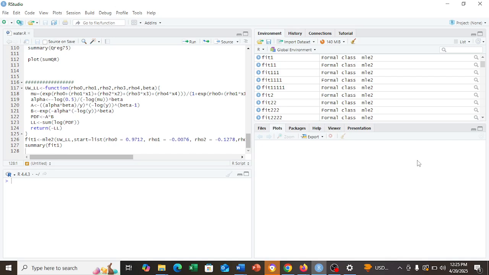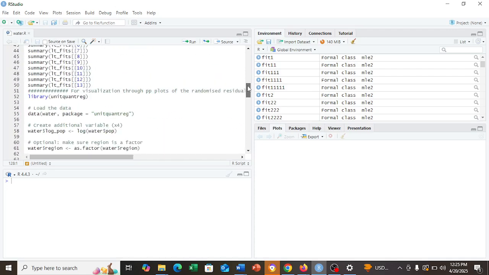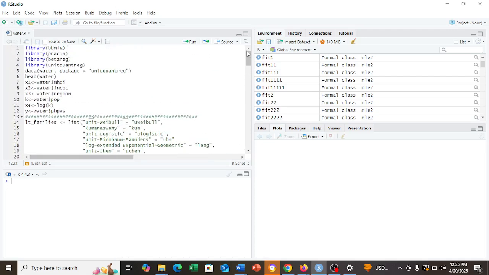In today's video, we are looking at quantile regression. What is quantile regression and why is quantile regression important? And what are the ways in which quantile regression can be done? I'll be using the R software. As you can see, I'm already there.